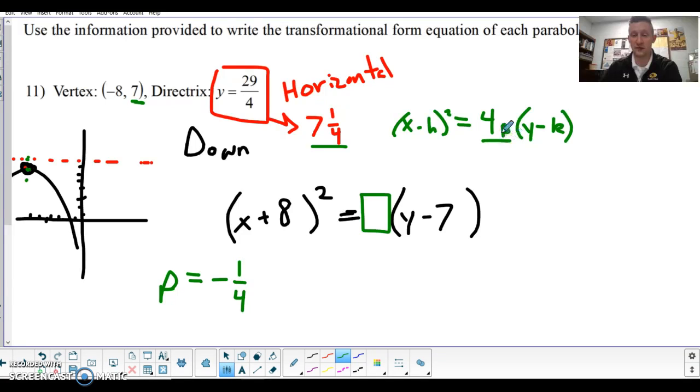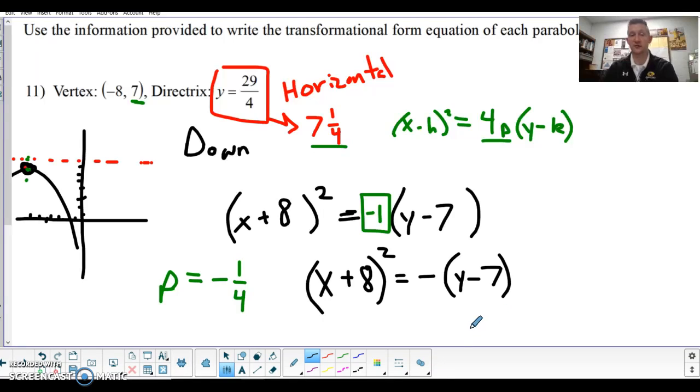And 4 times p is the number that I need to put in front of my y expression here. Taking 4 times -1/4 gives me -1. Now, if you want to write a -1 there, that's fine. Otherwise, you'd probably see the answer written something like this. You'd see x plus 8 squared is equal to negative, as in -1, y minus 7. So there would be the standard form equation, or the transformational form equation, of a parabola that's got a vertex at -8, 7 and a directrix at y equals 29/4, which means that p is -1/4. You get the idea. This is what our answer would look like.